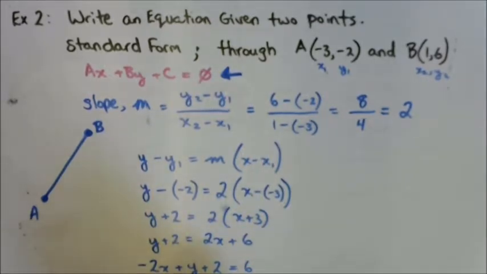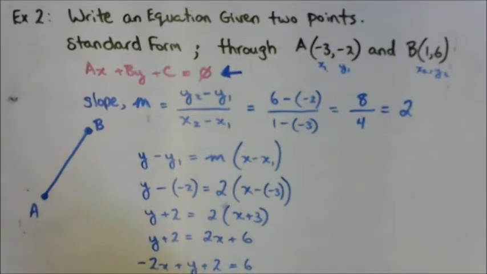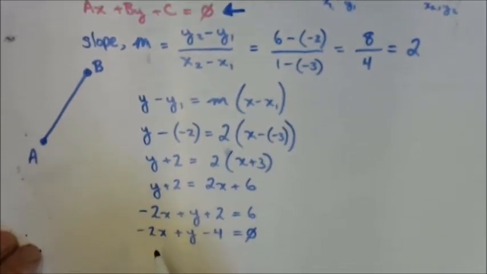We get negative 2x plus y minus 4 equals 0. So this is one way to write this. Generally, when you want an equation in standard form, you don't want to have a negative number as your first coefficient, as the coefficient in front of the x term.